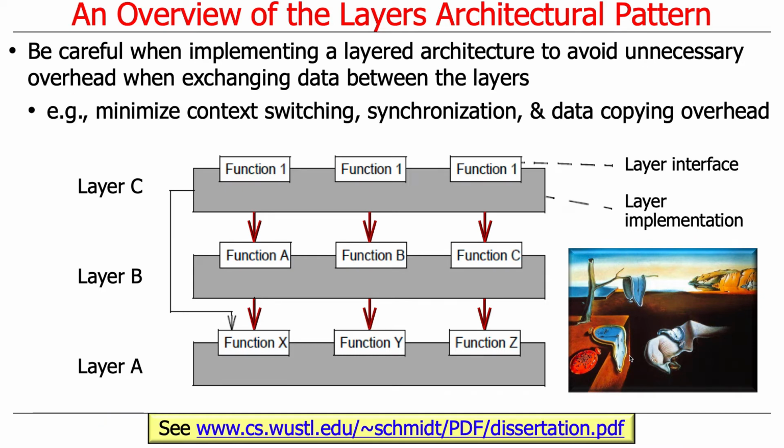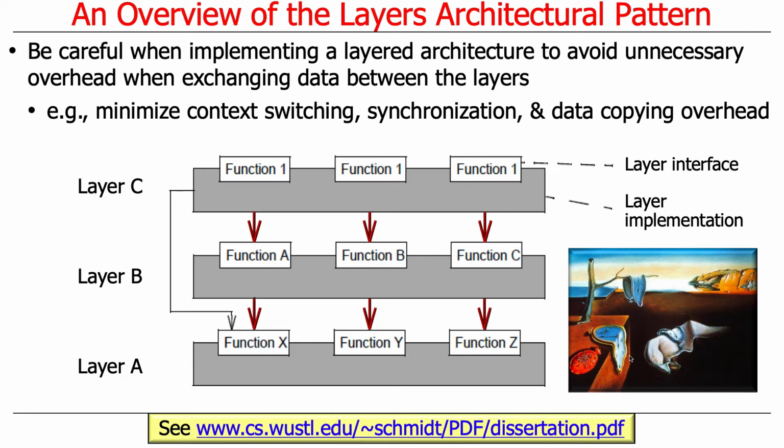The main thing you want to do, and this is really important when you design layered systems, is try to minimize key sources of overhead. These would include things like context switching, synchronization, data copying overhead, and so on, because those are the things that will slow you down if you're not careful. And it's only because hardware keeps getting faster, and networks keep getting faster, that we can layer our systems as much as we do these days.